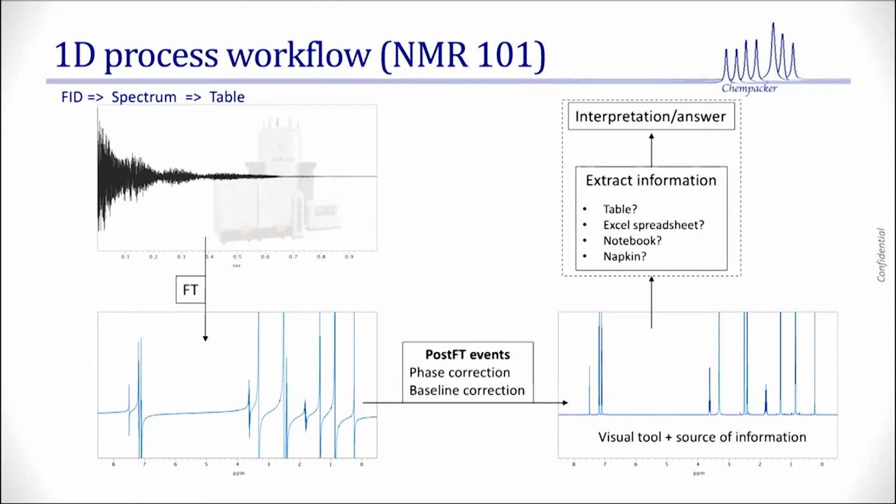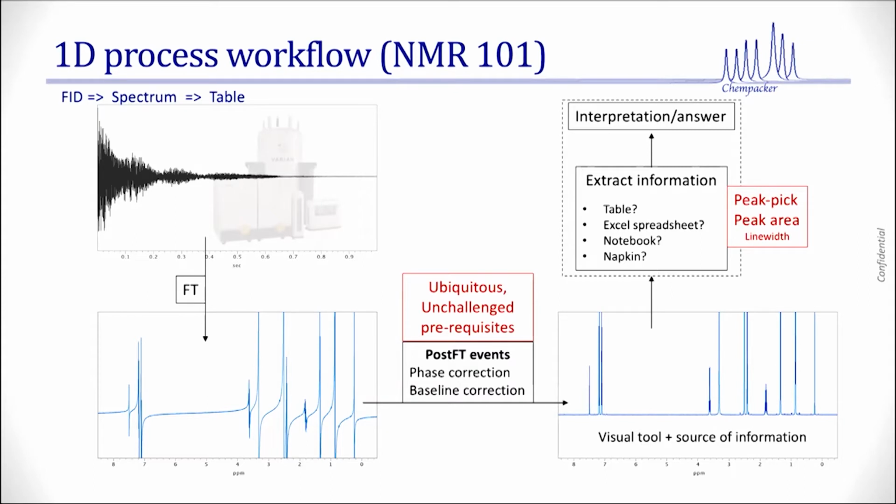That is also the source of information, and we extract information out of it: things like peak picking, maybe peak area, sometimes line width, and so on and so forth. That extraction may go into a table, an Excel spreadsheet, a notebook, or a paper napkin, whatever you want to call it. But in all the cases, the two ubiquitous, unchallenged prerequisites, which I have talked about many times in the past, are phase correction and baseline correction. They are so ubiquitous that they are considered part of the post Fourier transform events.